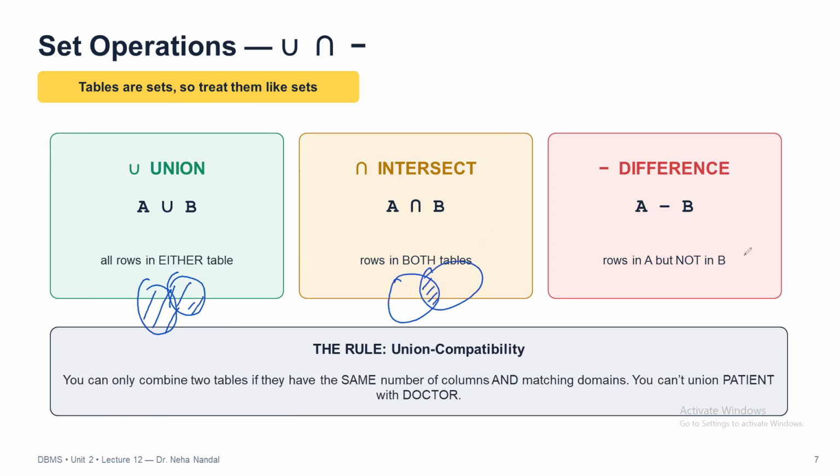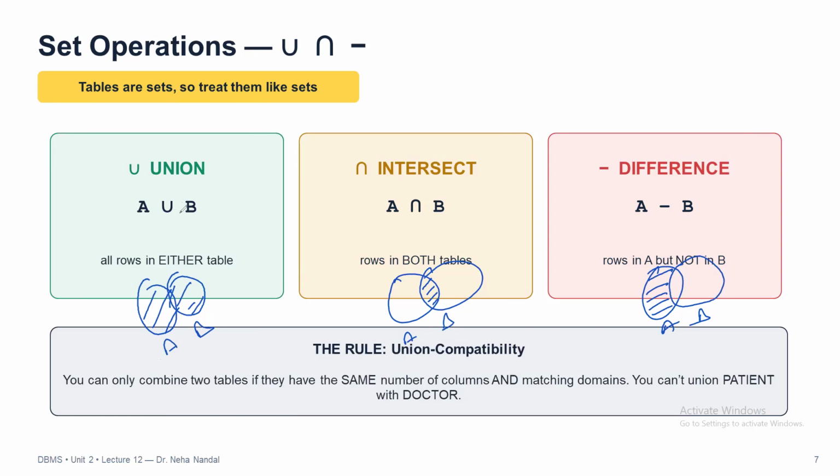Intersection is common of both, and difference will be a minus b. So I am taking two sets, a and b. We have studied this in sets. That is the basic funda behind these three set operations.